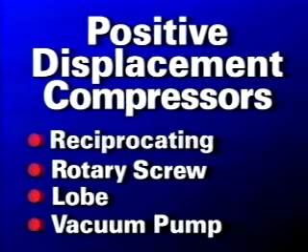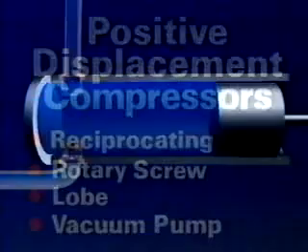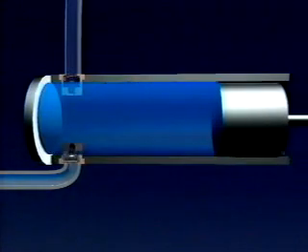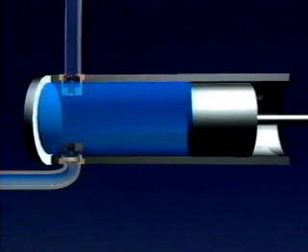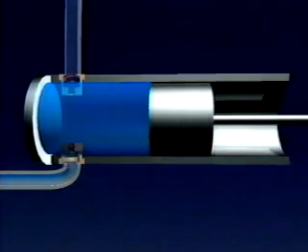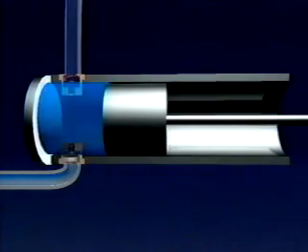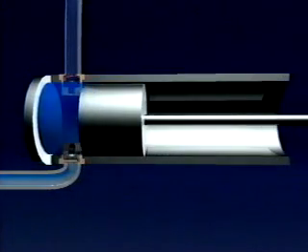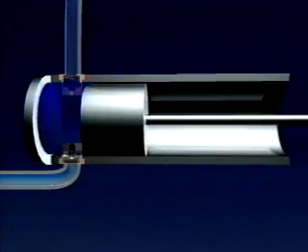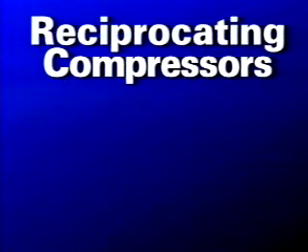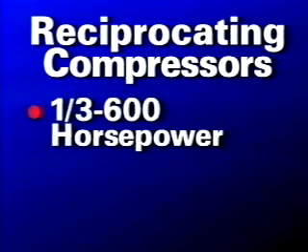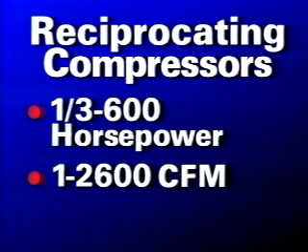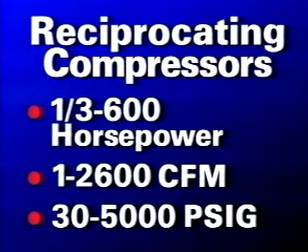There are several types of positive displacement air compressors. In a reciprocating air compressor, a piston squeezes the air. These compressors may be lubricated, non-lubricated, oil-less, air-cooled, water-cooled, single-acting, double-acting, or multi-stage. Typically, power for reciprocating compressors ranges from 1/3 horsepower up to 600, with outlet capacities ranging from 1 to 2,600 cubic feet per minute. Pressures range from 30 pounds per square inch gauge up to 5,000.